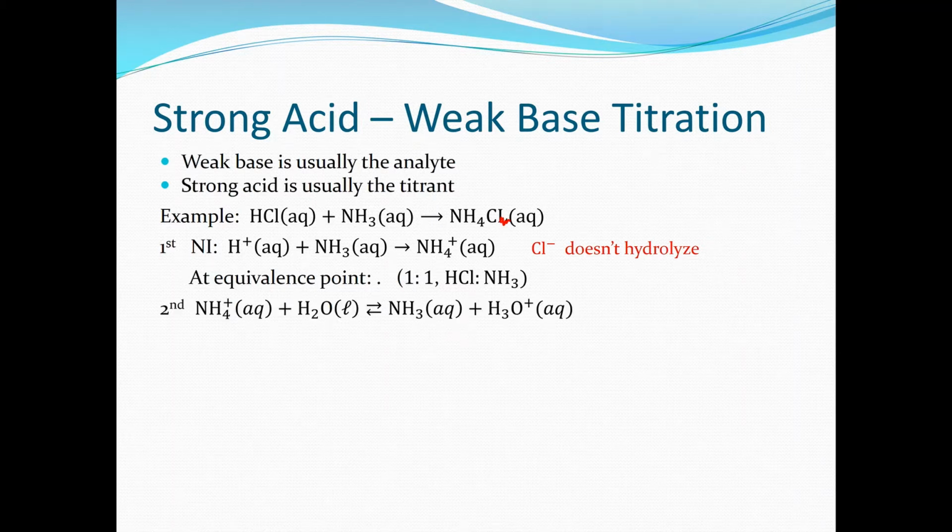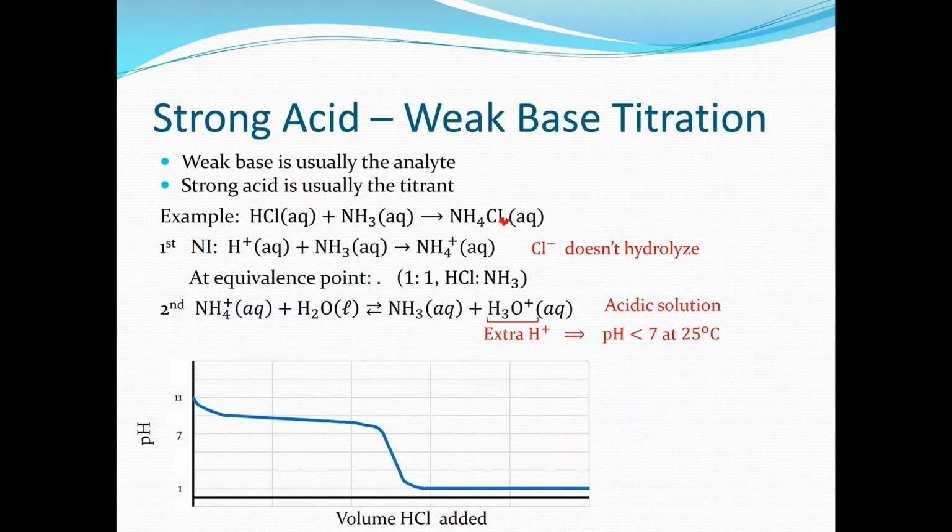And the second reaction that we need to concern ourselves with is, again, the hydrolysis of that ammonium. When ammonium undergoes hydrolysis, it's going to be a reaction with water to give us ammonia and hydronium ion. So hopefully you can guess at this point. At the equivalence point, we're going to have some extra hydronium ion floating around, which means we're going to have an acidic solution. And so, assuming we're at 25 degrees Celsius, we'd have a pH under 7 because we'd have that extra H+ floating around.